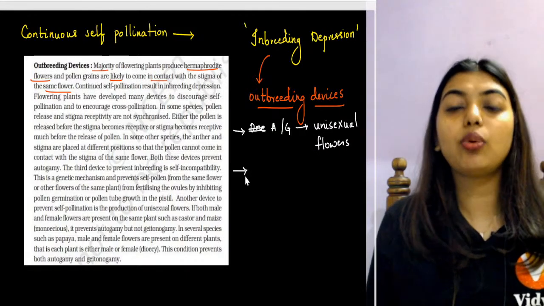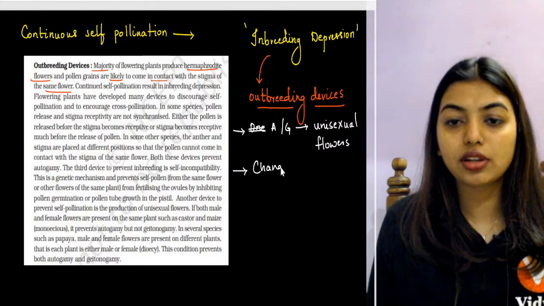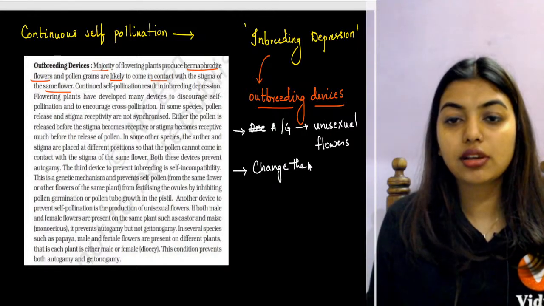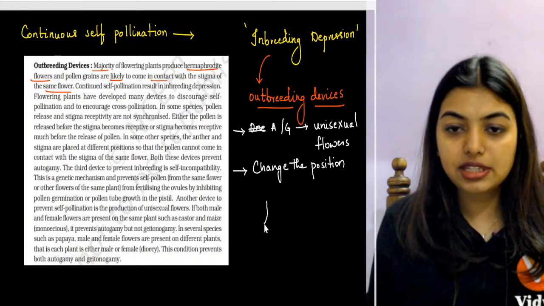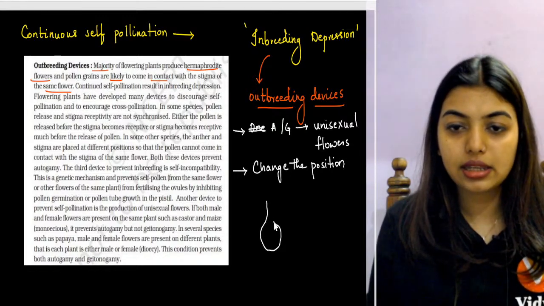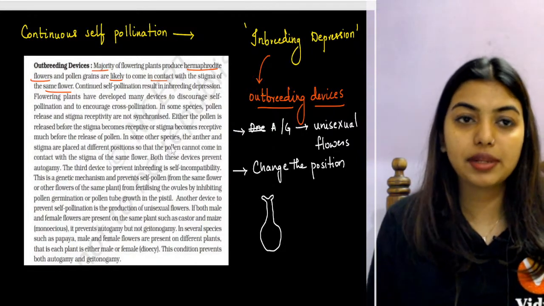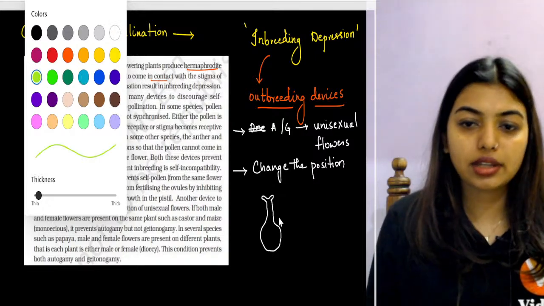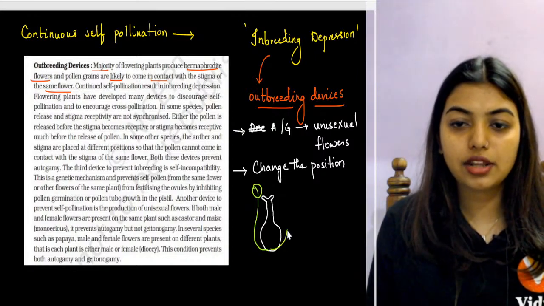Next thing to avoid self-pollination is, they will be like, change the position. Change the position. That is, let's say this is scenario 1, when inbreeding depression was happening. I am drawing the scenario. Scenario 1, scenario 2.